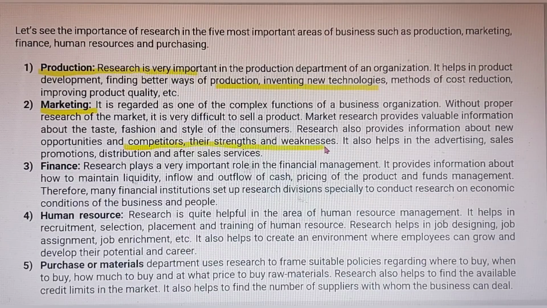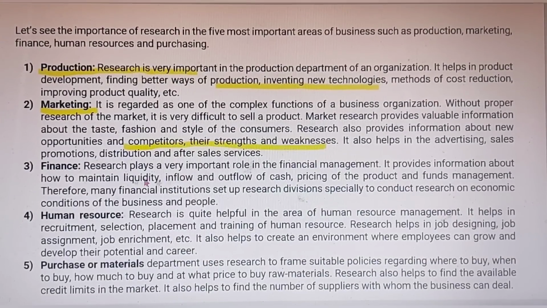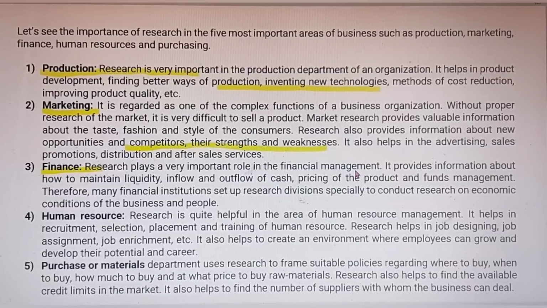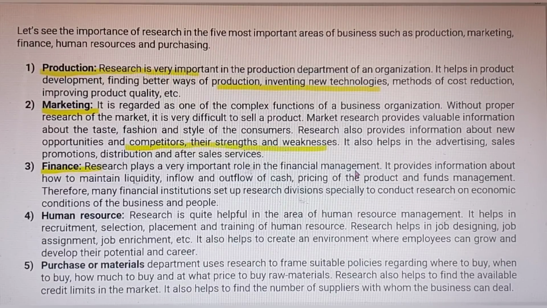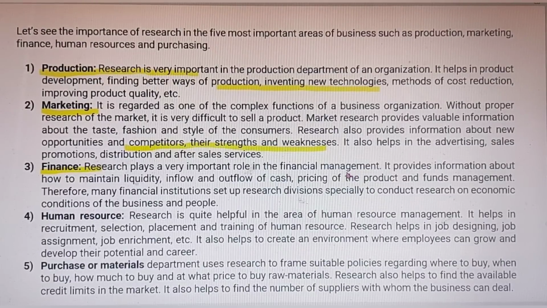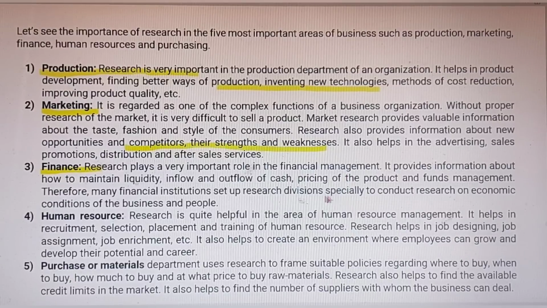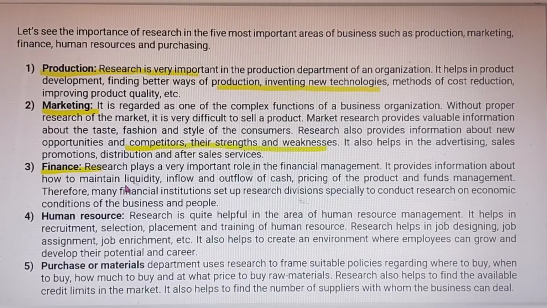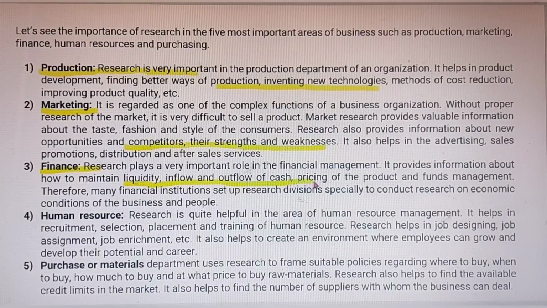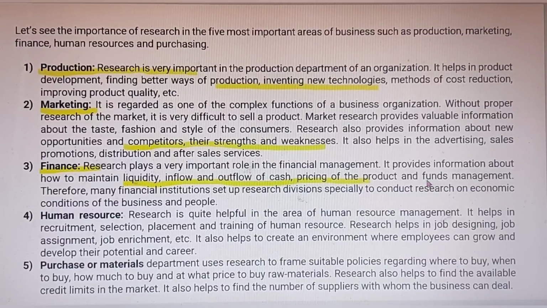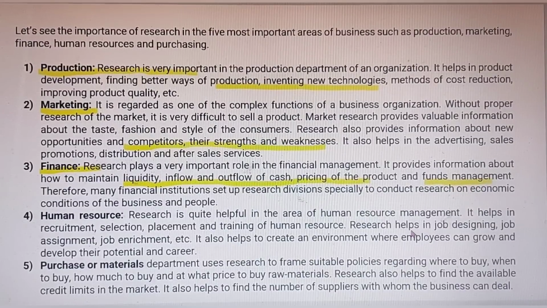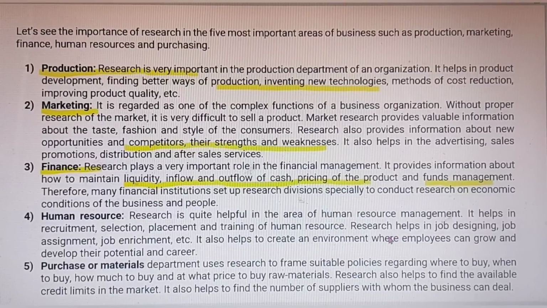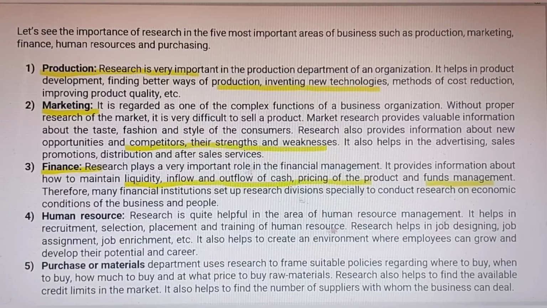So these are all keywords that you should describe. And again, in the finance department, research plays an important role, because business needs finance and credit. So it must understand the different sources from where it can gather cash. It must maintain liquidity, the inflow and outflow of cash, pricing of the product, and fund management. All these are important things we generally find useful in the financial department.